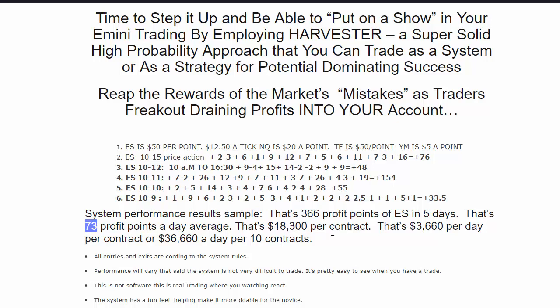Approximately 18,300 per contract. That's 3,660 per day per contract. Okay, or 36,000.